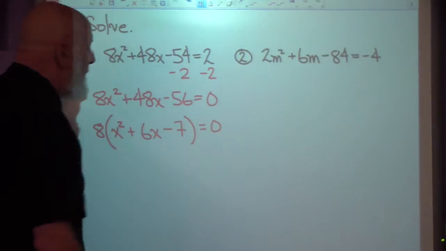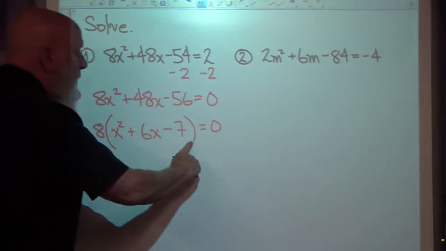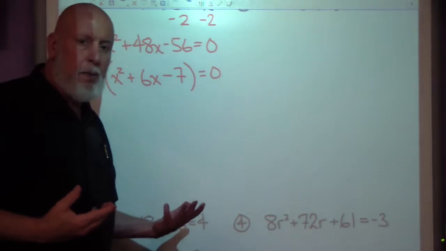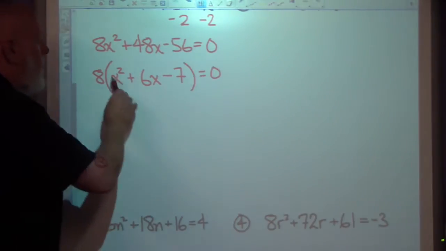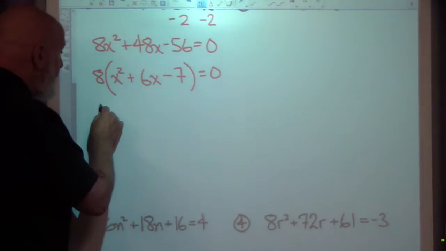So that's my first step, is to factor out the common factor, and then I'll be left with a quadratic trinomial that we will factor using the same techniques that we've used in the past for factoring the quadratic trinomial if it's factorable. And today all of them will be, I think. We'll see.